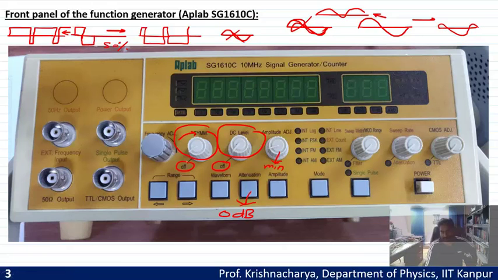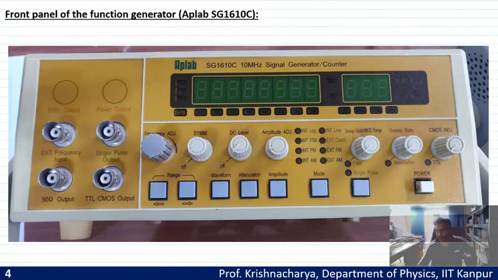Now we come to the DC level. What is the meaning of DC level? Normally when you talk about an AC signal or sine wave, on the y-axis you have voltage and on the x-axis you have time. This baseline for the sine wave is at 0 voltage. This is an ideal AC signal.